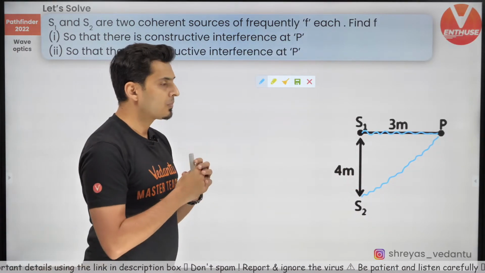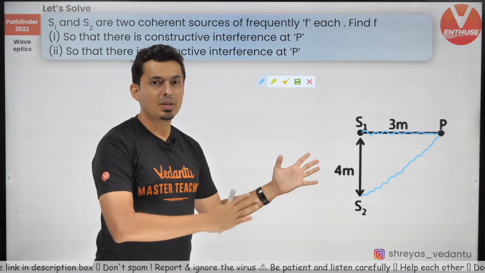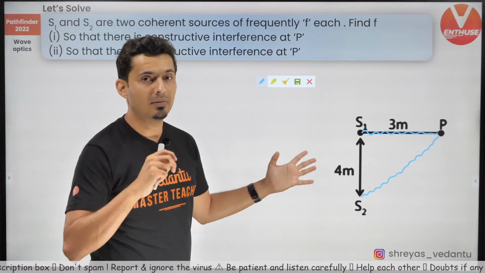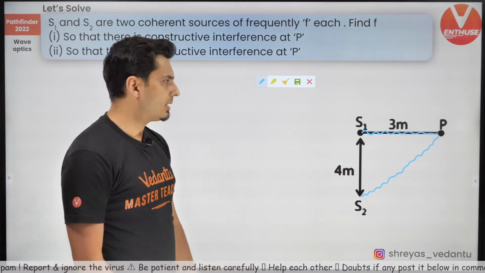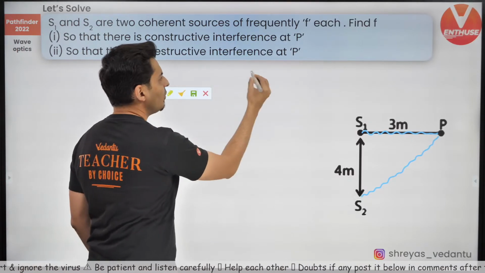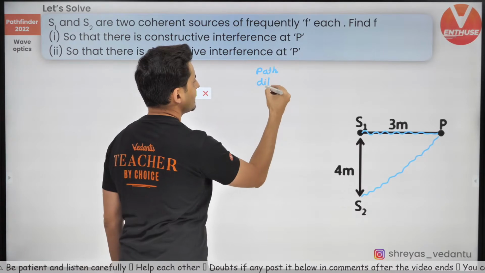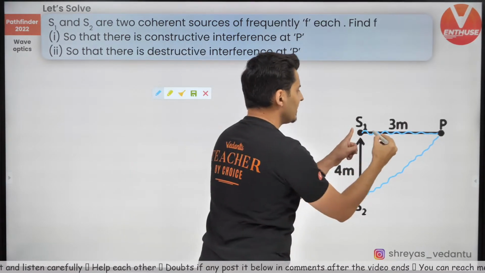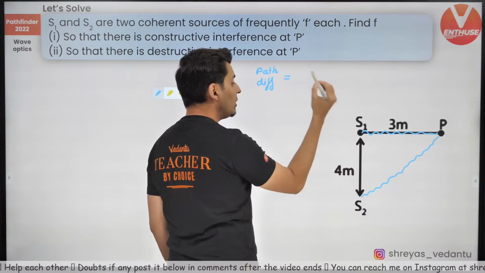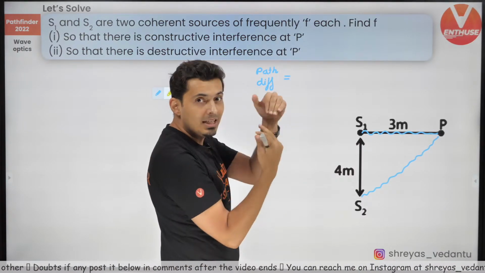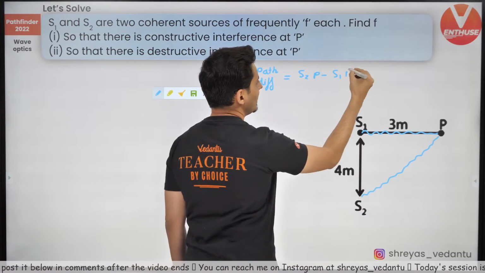So how do you find if it is constructive or destructive? The main thing you should do is first find out the path difference. Path difference will give you all the answers. So let's start with that. What do you think is the path difference? This has to travel only S1P. This has to travel a longer distance. So longer minus shorter will give you the difference of the path. So it will be S2P minus S1P.